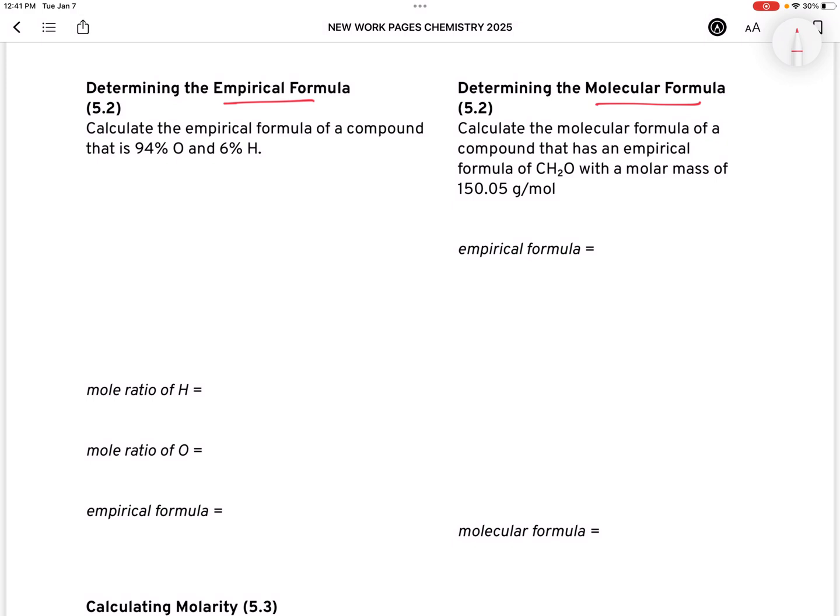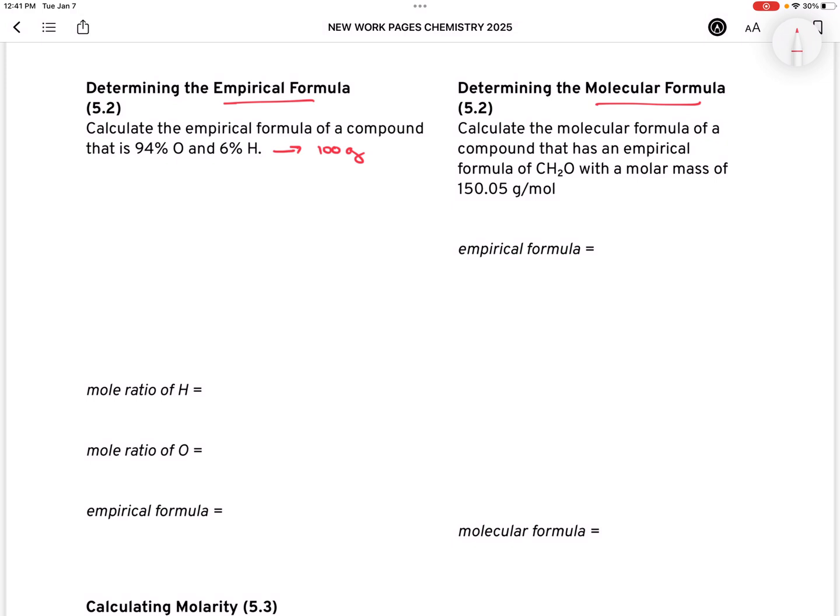We don't know how many oxygens there are, we don't know how many hydrogens there are in this example, but we do know that oxygen is more massive, so it should take up most of the mass, but we don't know how many oxygens there are to hydrogens. So the first thing you do is you need to assume that there's 100 grams. That is an assumption that we're going to make for this calculation, okay? Because 94 plus 6 is 100%. Well, let's just assume that 100% is 100 grams, and let's work with that.